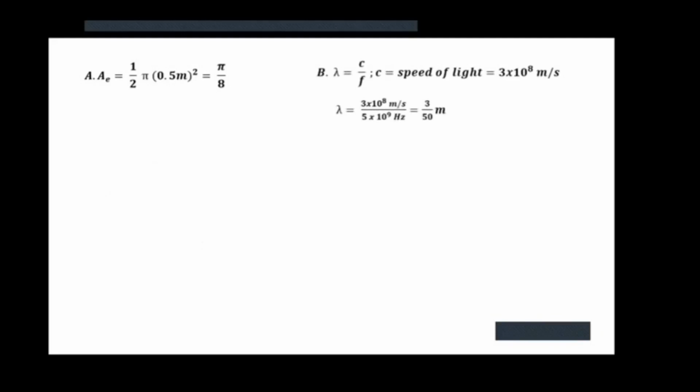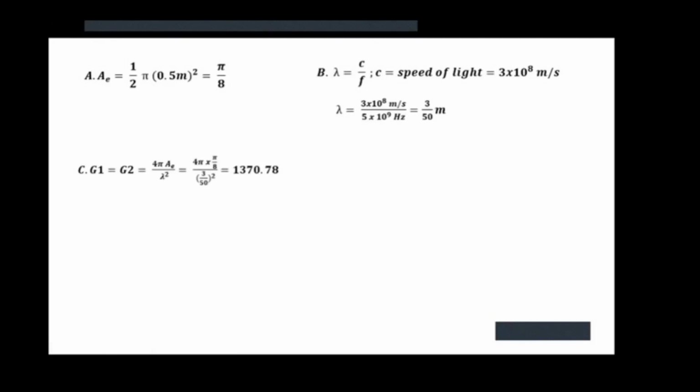And for letter B, the wavelength. Our wavelength has the formula C over F. C stands for the speed of light. So that is 3 times 10 raised to 8 meters per second, all over F, which is the frequency, the operating frequency. So in our problem, we are given the operating frequency of 5 gigahertz. Okay, when we say giga, it stands for a billion. So we will be using 5 times 10 raised to 9 because it's billion hertz. So if we will be entering this in our calculator, 3 times 10 raised to 8 over 5 times 10 raised to 9, then we'll be getting wavelength of 3 over 50 meters. So our wavelength has the unit of meters because it's a length.